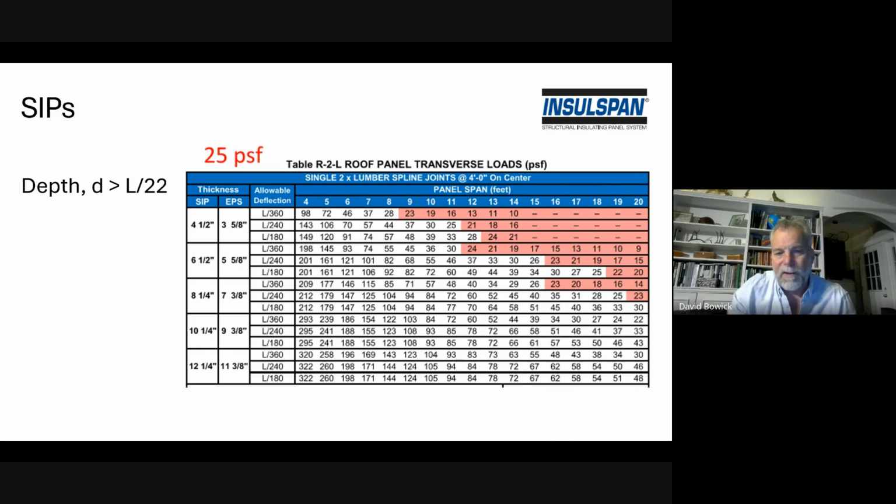And you can see that for each SIP, we have, again, 3 performance criteria based on deflection limit. Over 360 for finishes that are vulnerable to damage. Over 240 for finishes that are less vulnerable to damage, like a suspended acoustic ceiling, for example. And we would use over 180 if there is no finish.